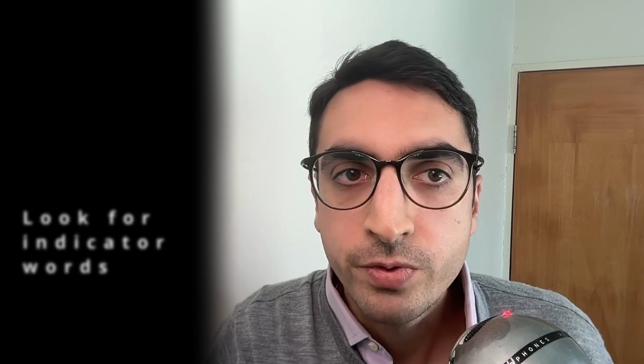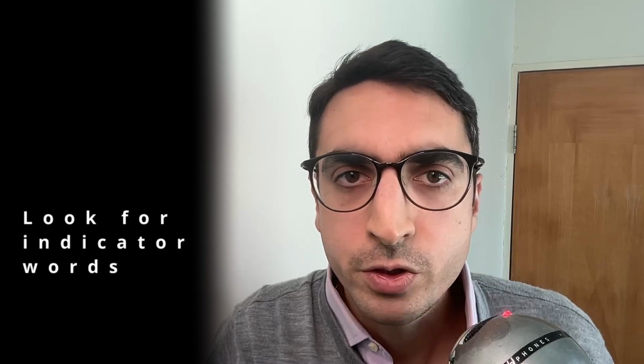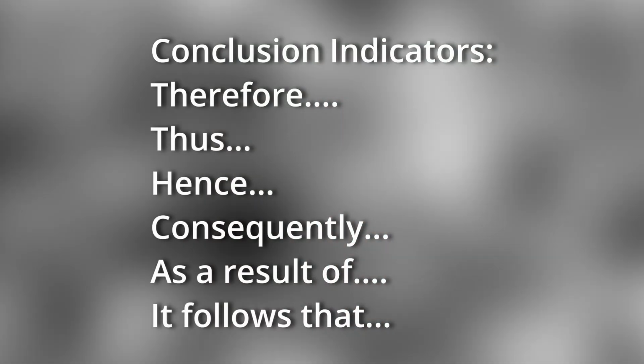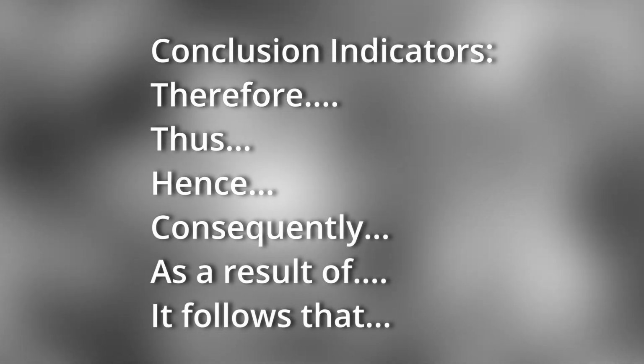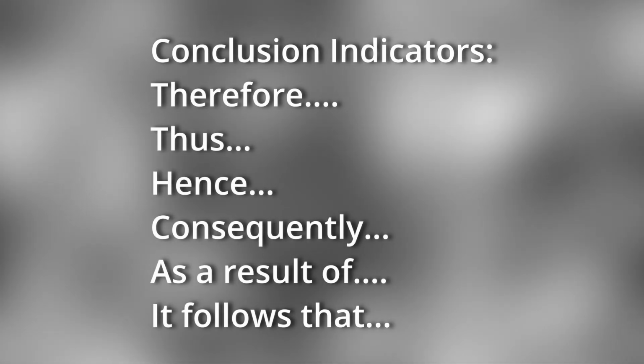So first we want to look for indicator words. These are special words that often signal that a conclusion is coming or that something is a premise. So words like therefore, or thus, or hence, or consequently. Or phrases like as a result of, or it follows that. When you see these, what comes next is often the conclusion.